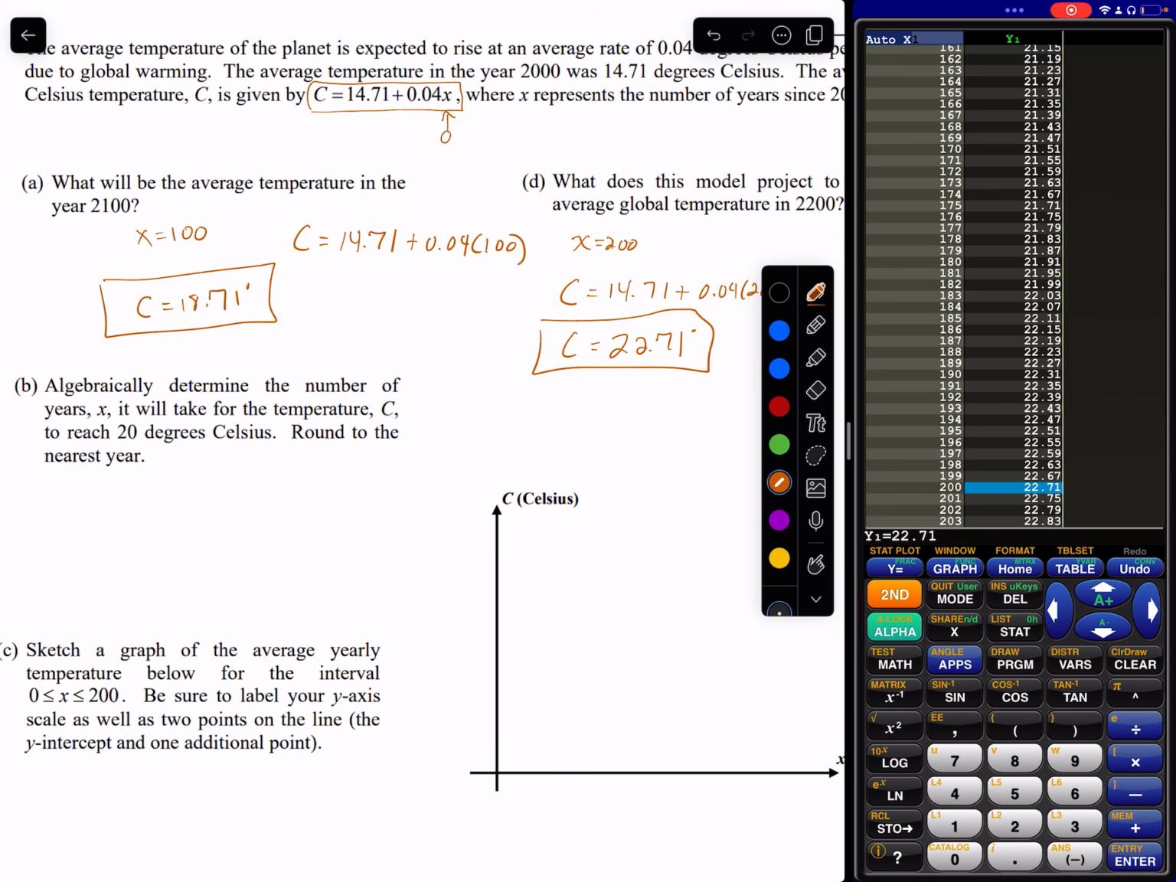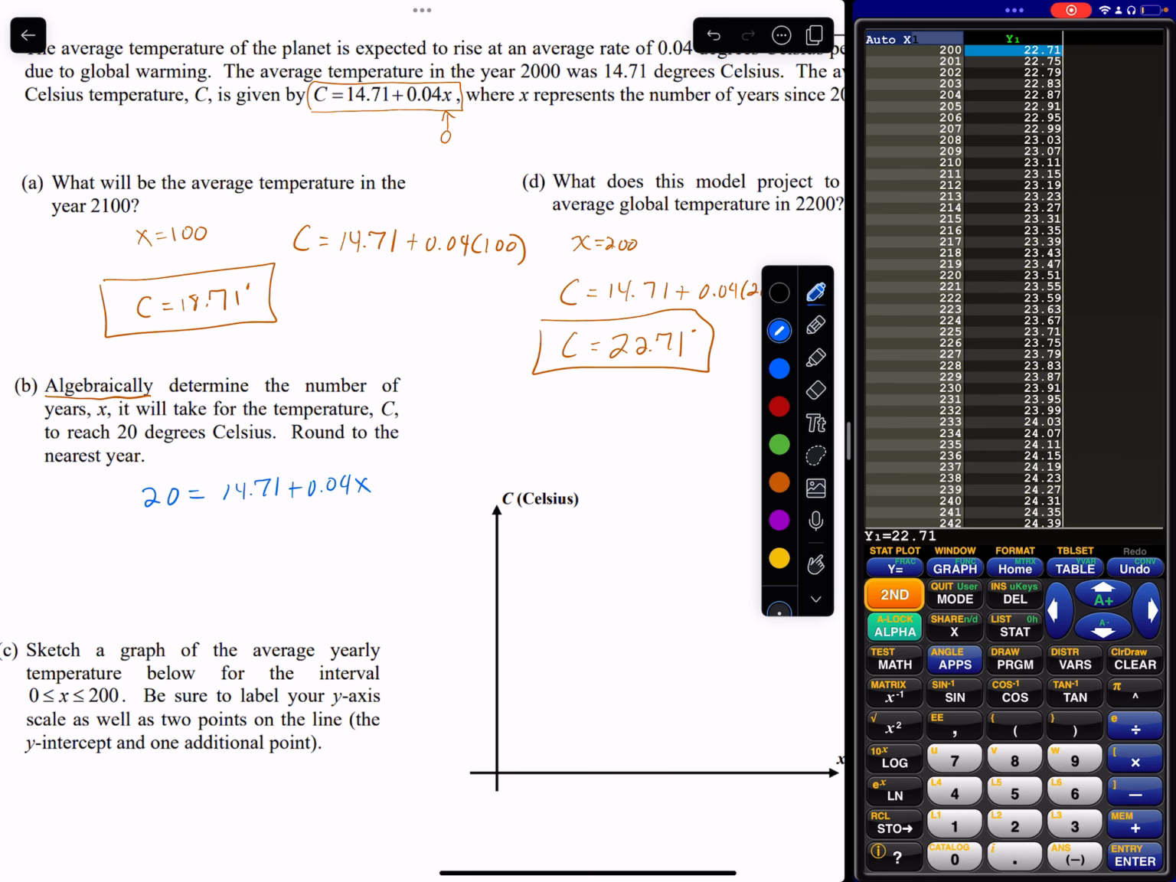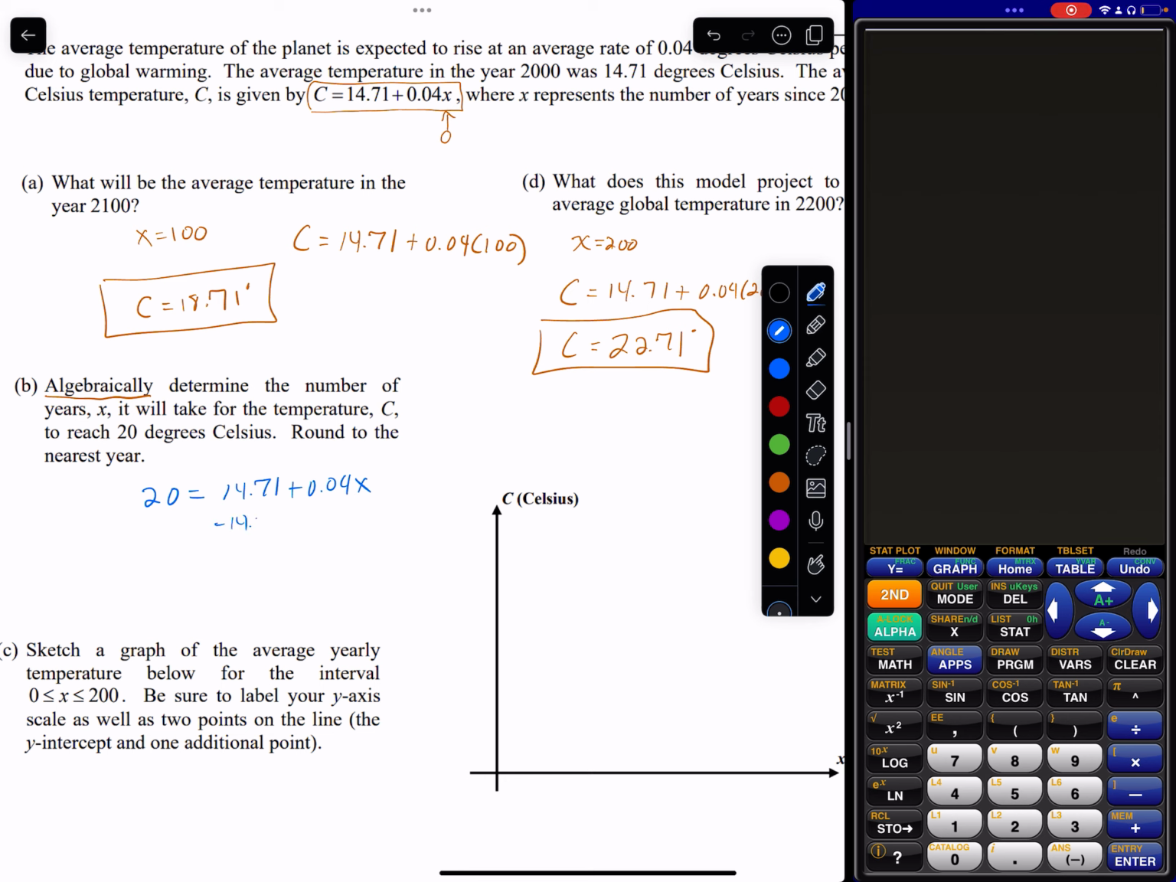So now we're looking at algebraically determining the number of years it would take to reach 20 degrees. Algebraically, we know the y value is going to be 20, so 20 is equal to 14.71 plus 0.04x. Now we're looking for the x. What we do here is subtract from both sides 14.71. So I've got 20 degrees minus 14.71. I'll go ahead and hit enter.